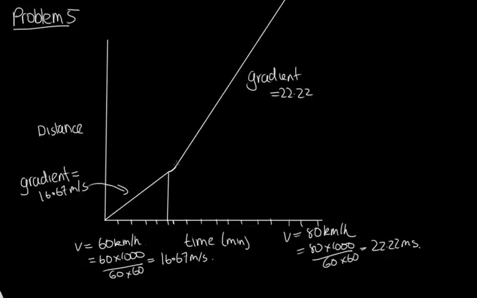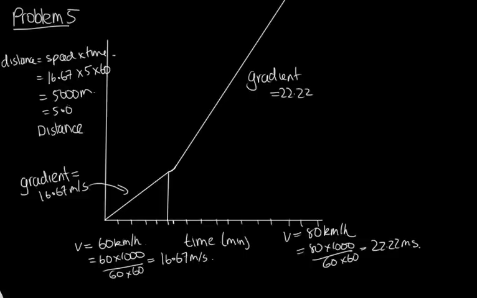We're now asked to calculate the distance that the car travels in the first 5 minutes. So that's in here. So in order to calculate the distance travelled, it's going with a constant speed, so we can just use distance is equal to speed times time. So the speed is equal to 16.67 meters per second, and the time is 5 times 60 seconds. And so this gives us 5,000 meters, or we can put it as 5.0 kilometers. Which makes sense. If it's going at 60 kilometers per hour, then each minute is traveling 1 kilometer.